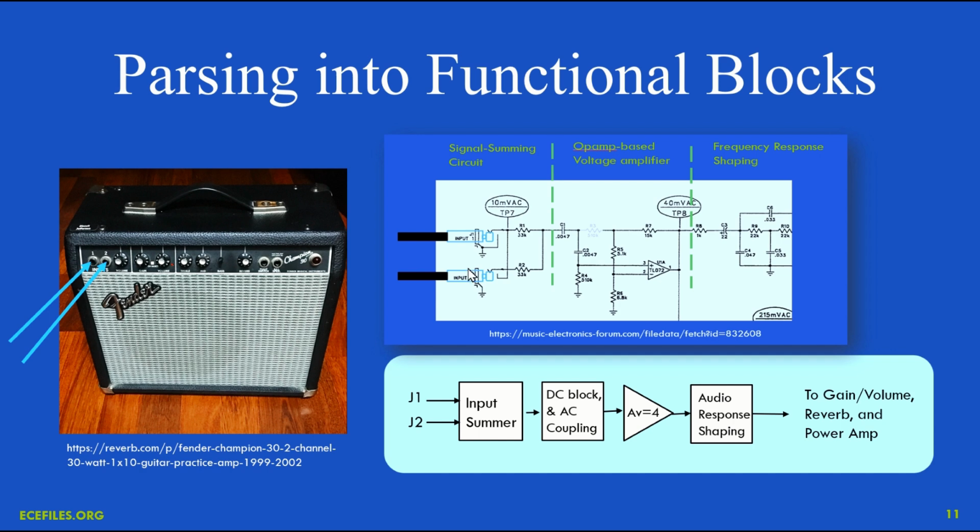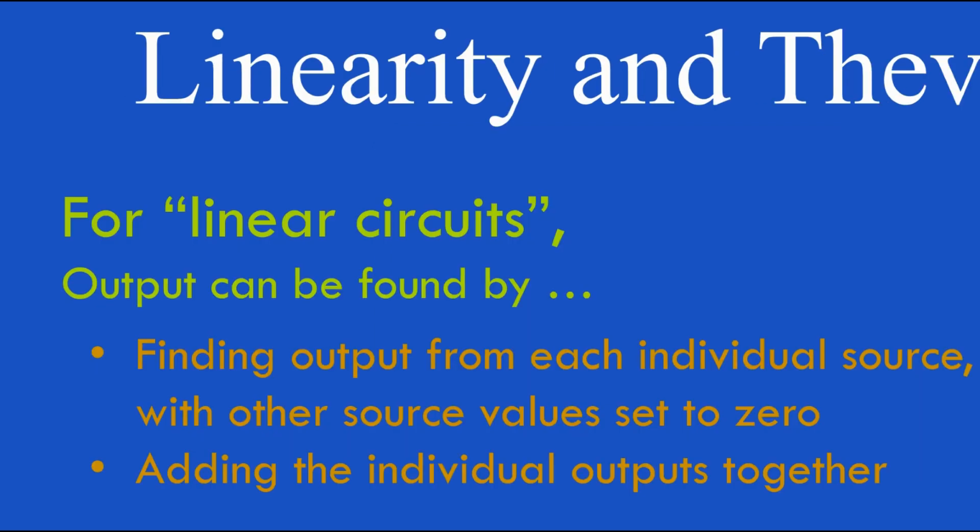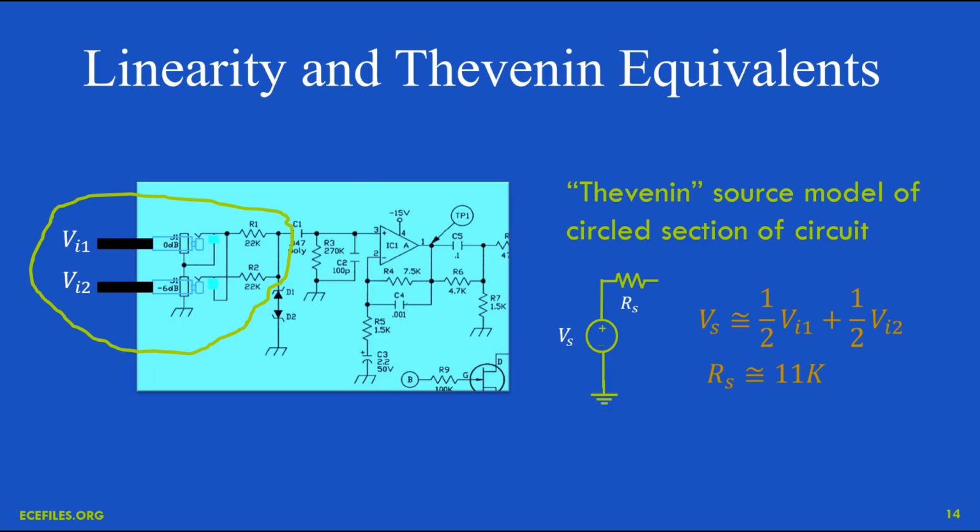And if there's two guitars plugged in, as shown here, then the two signals from the two guitars' pickups are going to sum together. And that result comes directly from this statement. We find the output from each of the individual sources. Each one is going to look like a voltage divided version of the input. Then, for linear circuits, we can find the total output simply by adding the individual outputs together. And that's what you see on the right-hand side. Vs, that's the voltage at this node, is 1/2 of Vn1 plus 1/2 of Vn2.